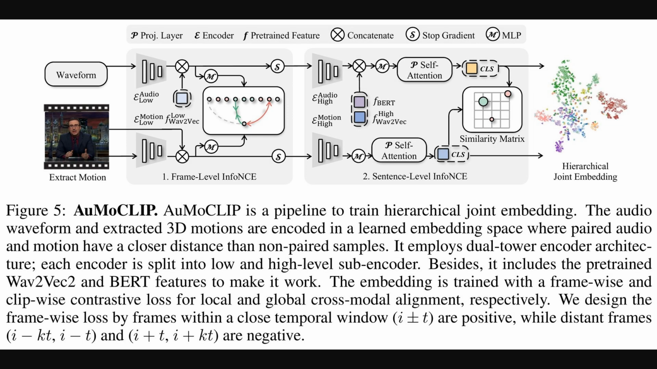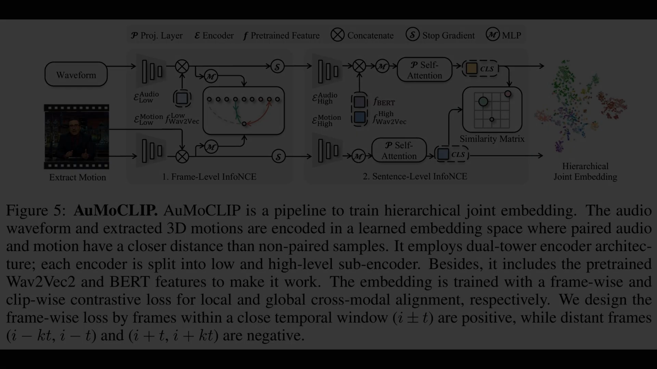Okay, building on that, this diagram shows a crucial part called Hierarchical Audio Motion Joint Embedding, or AUMOCLIP. It's a pipeline that helps the AI learn how speech, audio, and body motion are related at different levels. It creates an embedding space, a kind of map where audio and motion that actually match are placed closer together. AUMOCLIP uses a two-part system called an encoder, with low-level and high-level components, and a training method known as contrastive loss. This contrastive loss teaches the AI to distinguish matching pairs effectively, leading to much better gesture retrieval.